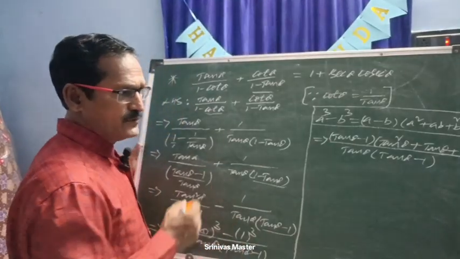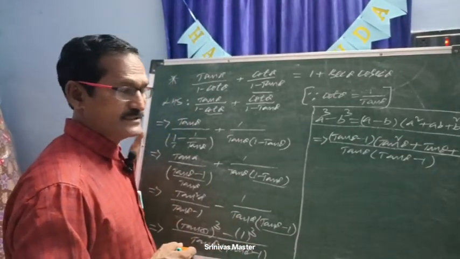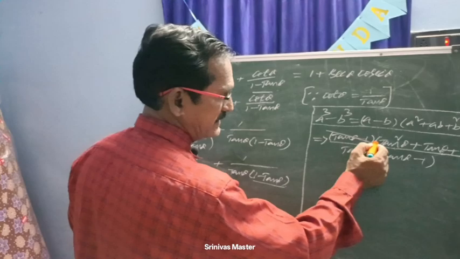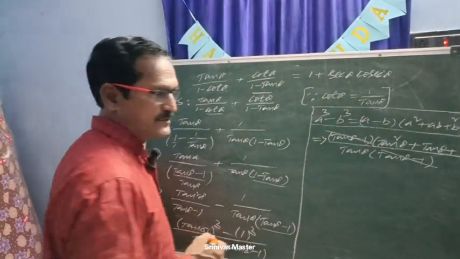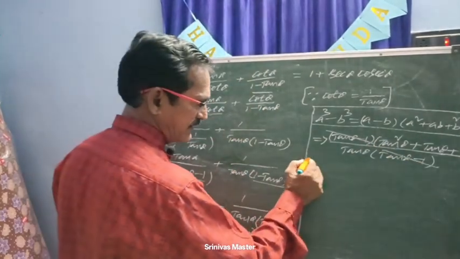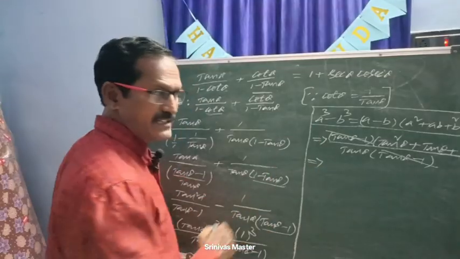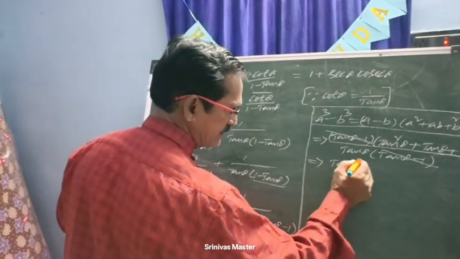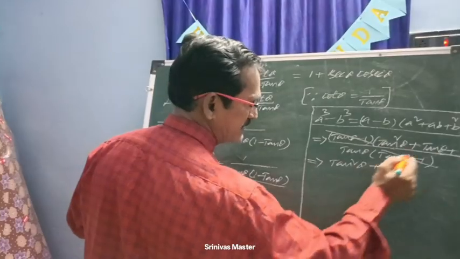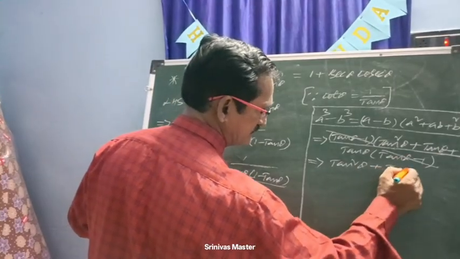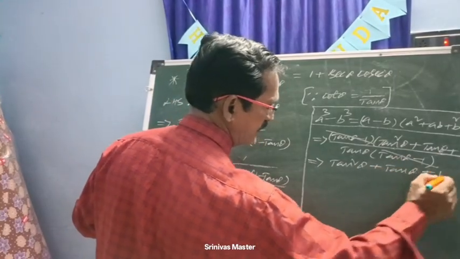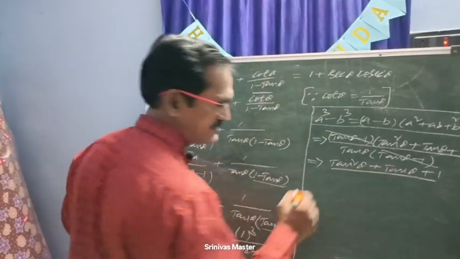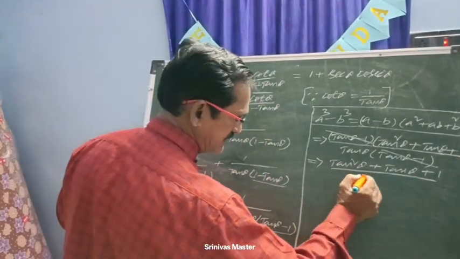Just you see now, numerator and denominator, what are the common terms? Tan theta minus 1. That common part we can cancel. Now we can write the remaining terms. What are the rest of the terms? Here tan square theta, plus tan theta plus 1, by what is left in the denominator? Tan theta.